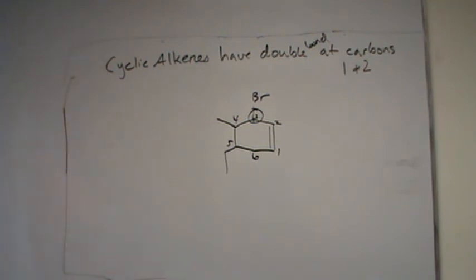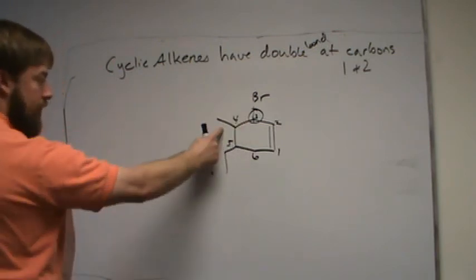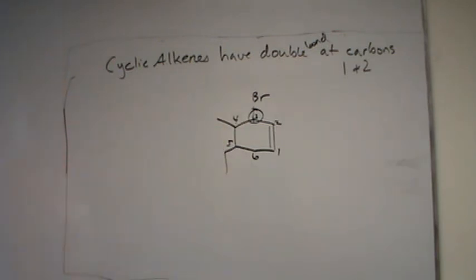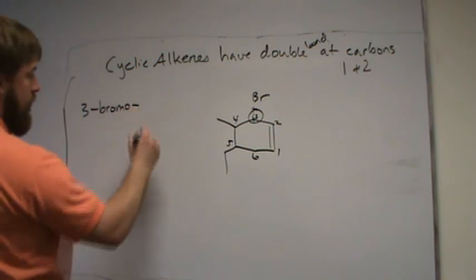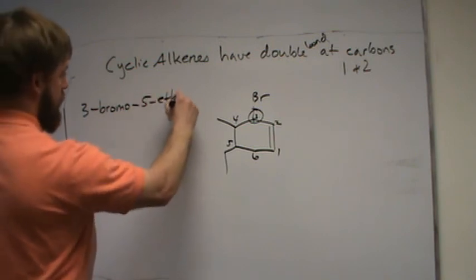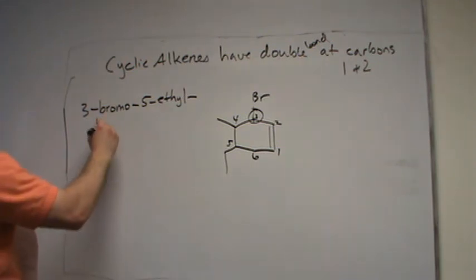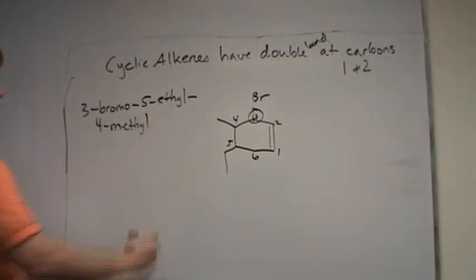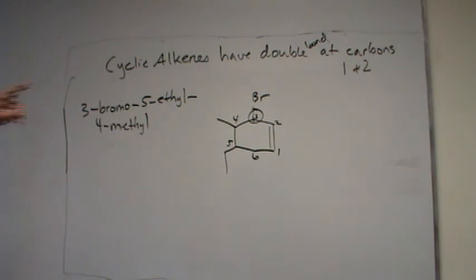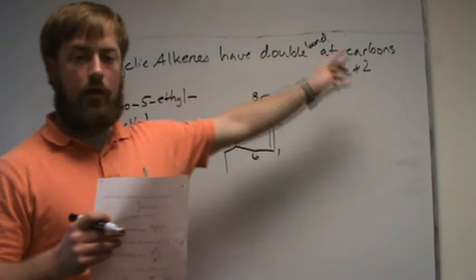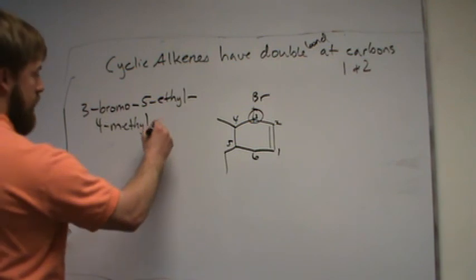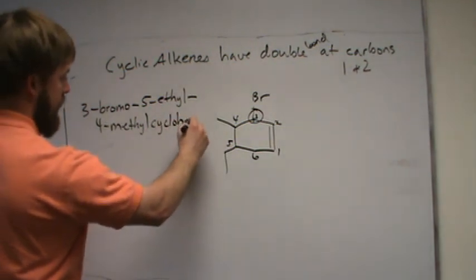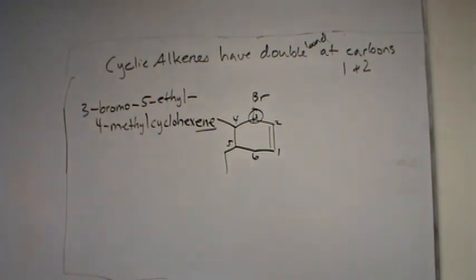So now we will name it. Okay. It's 3-bromo, 4-methyl, 5-ethyl. Putting it alphabetically, 3-bromo, 5-ethyl, 4-methyl, and then what? Since our cyclic alkenes have the double bond at carbons 1 and 2, we don't have to specify. We don't have to say 1. It's understood. So we simply put cyclohexene. Okay, 3-bromo-5-ethyl-4-methylcyclohexene.